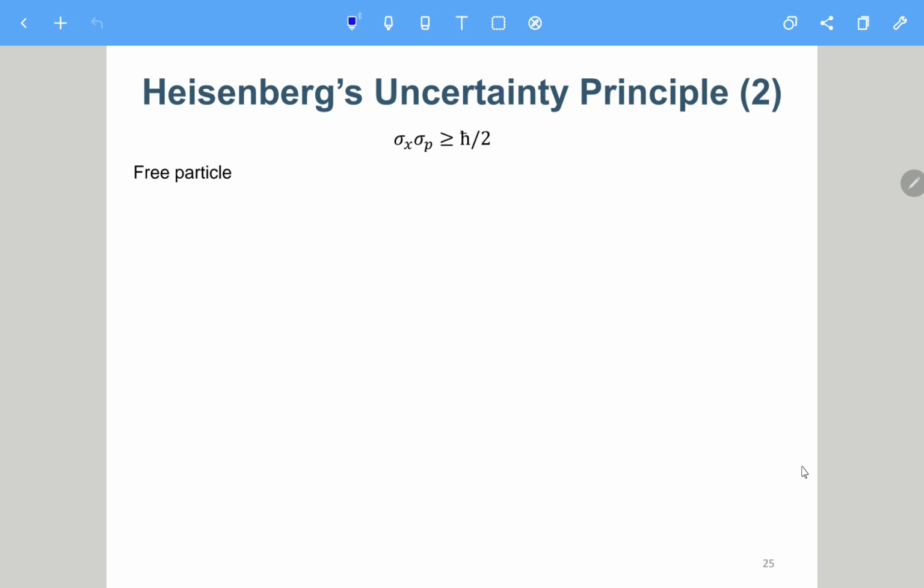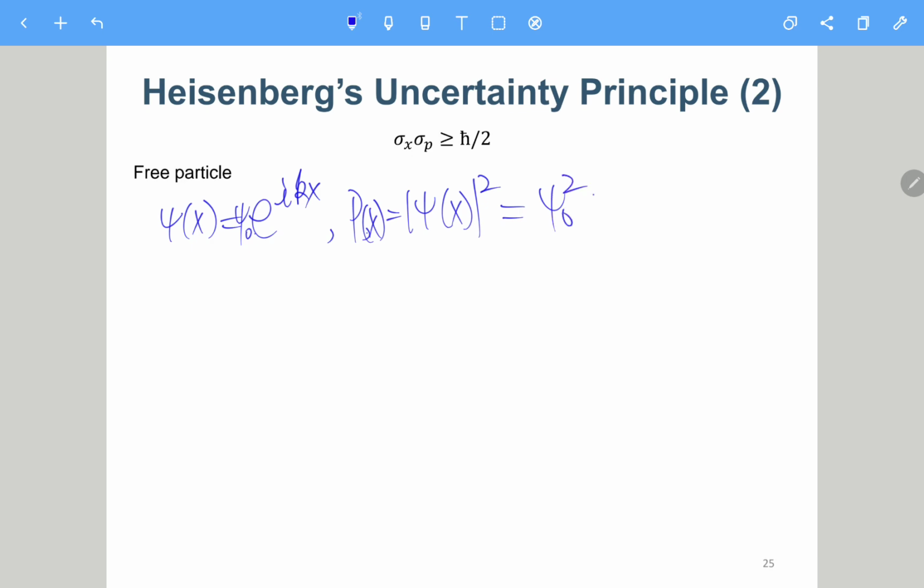So let's see an example. For a free particle, we have phi of x equal to exponential of i k x. We just found this solution. Maybe I can also put the phi 0 here. So just now we already derived that this is the probability. Maybe we can call it P of x. P of x is nothing but phi 0 square.